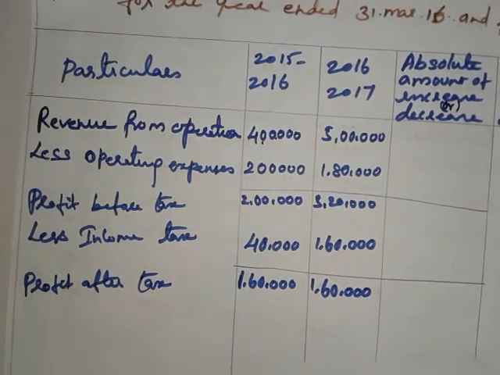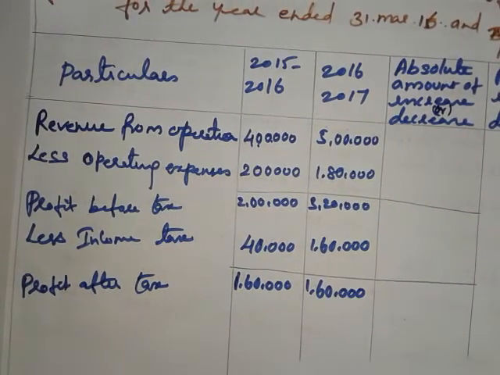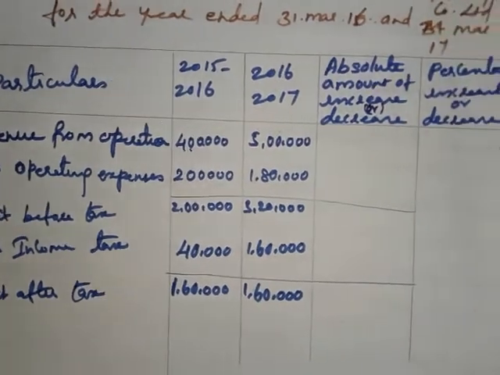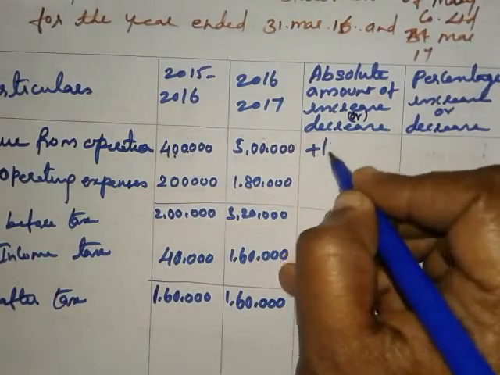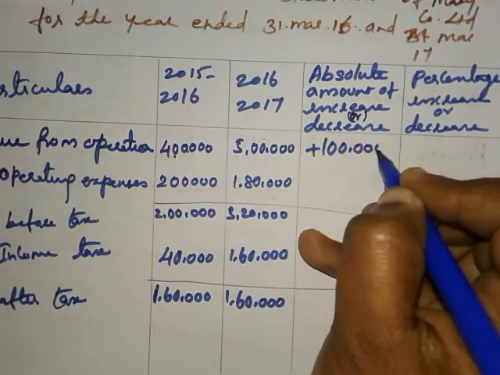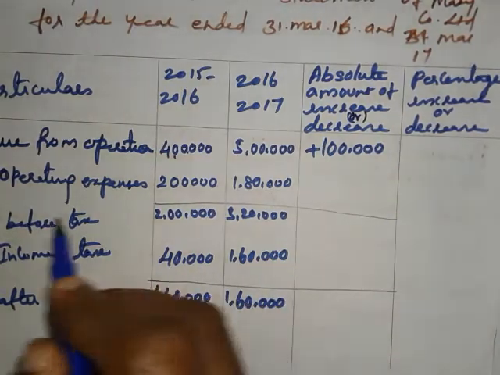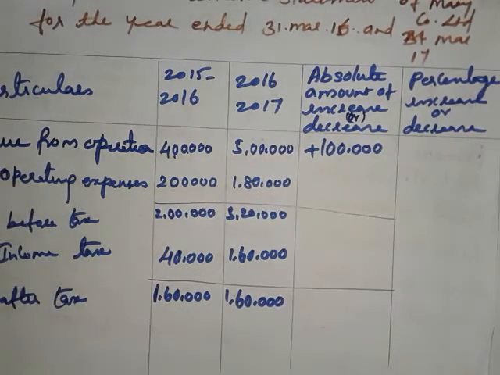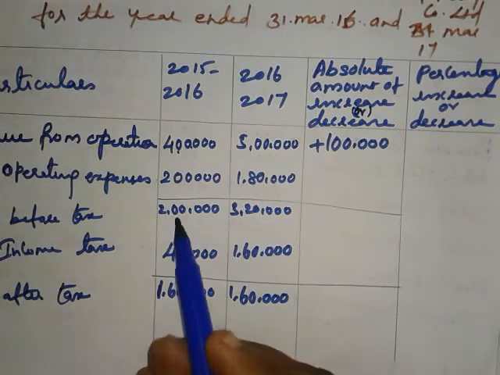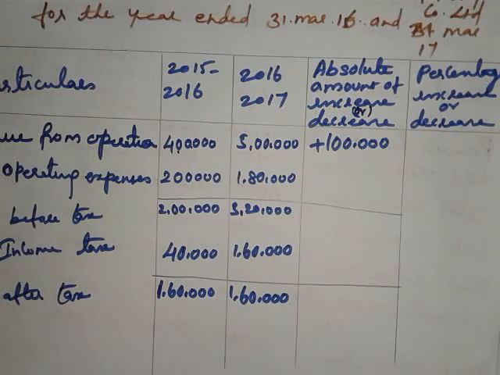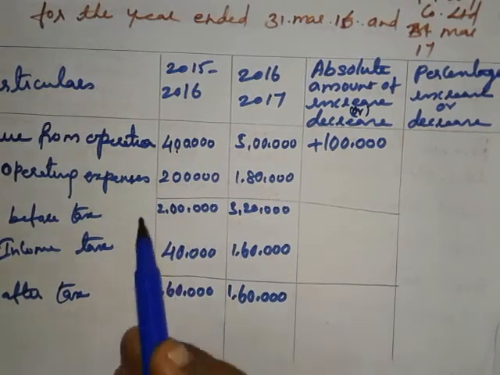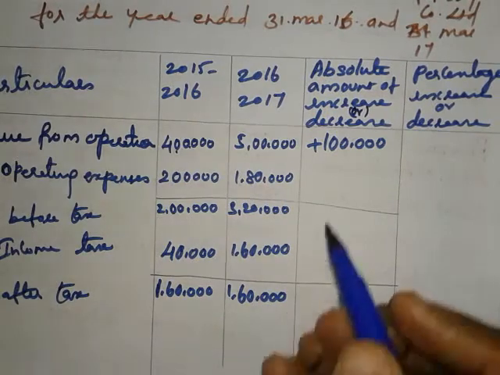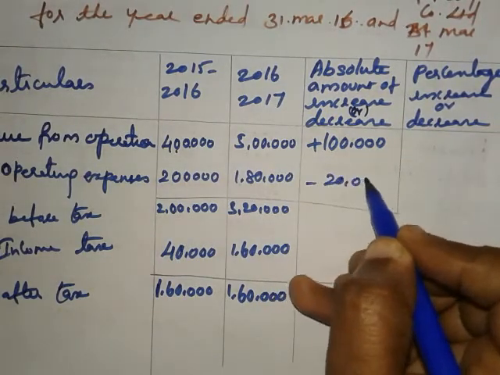You can say that is 4 lakhs and 5 lakhs. You can say that is the increased value of 1 lakh here. In the next item, operating expenses, that is 2 lakhs for the first year and 1,80,000 for the second year. So there is a decreased value. Okay, expenses decreased by 20,000.